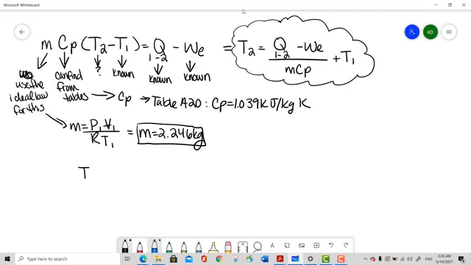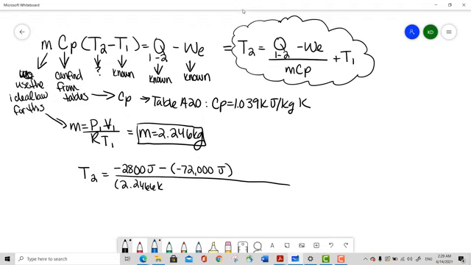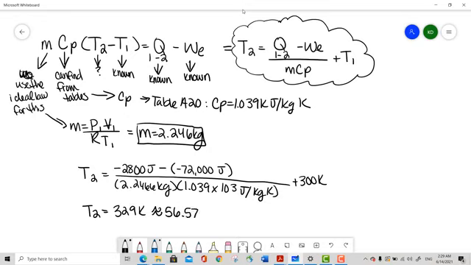So then we're just going to put in, remember our 2800 is negative because it's a negative heat loss, minus a negative 72,000 joules over 2.2466 kilograms, 1.039 times 10 to the third joules per kilogram Kelvin, plus 300 Kelvin, which ends up being 329 Kelvin or 57 Celsius. Okay, so that's our answer.